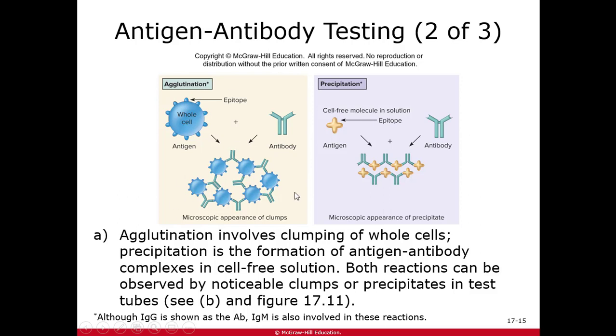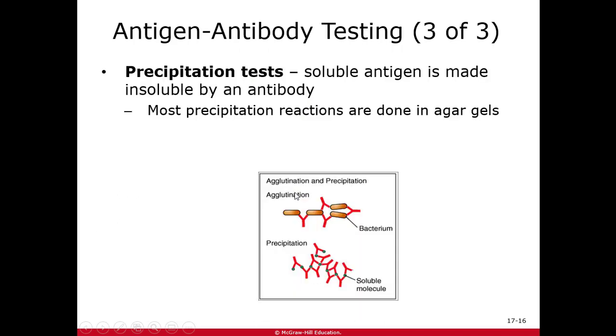Now, I'll go back to precipitation, is that a soluble antigen is made insoluble by an antibody. So we're going to take these tiny soluble antigens, which means they are dissolved in a fluid, and we're going to use the antibodies to make them come out of the fluid. Now, it's called precipitation because in a lab they would fall to the bottom of a tube. The word precipitation means to fall.